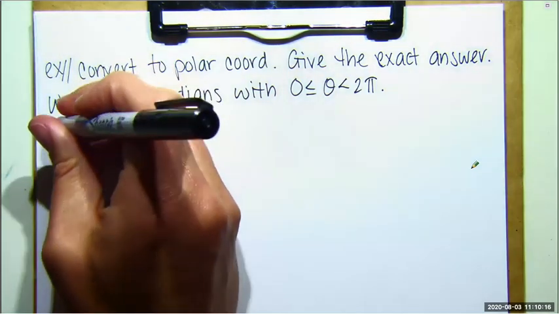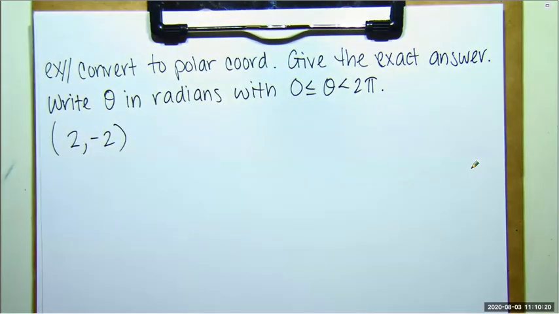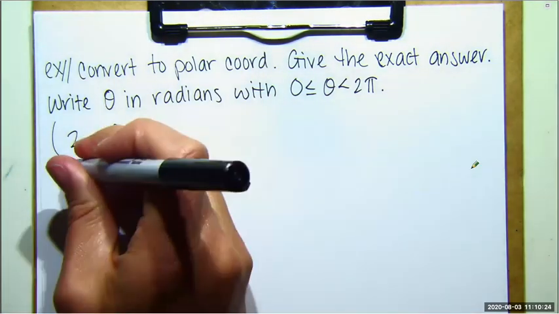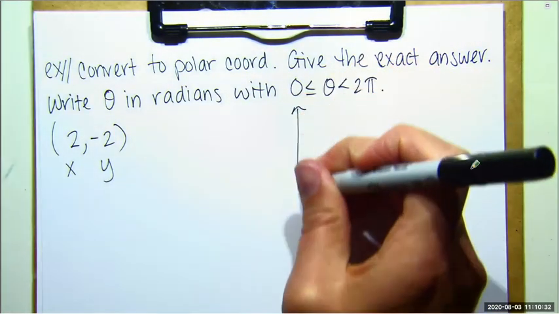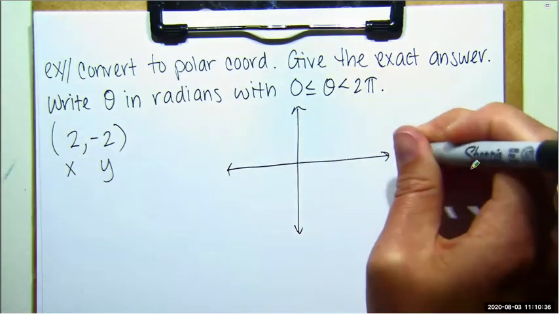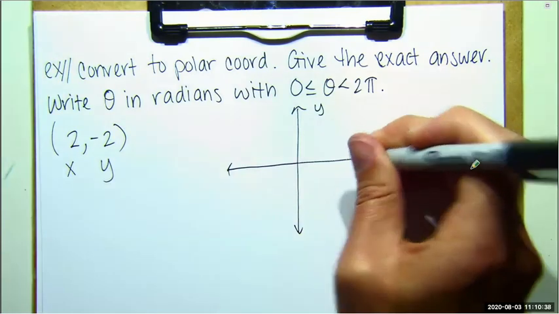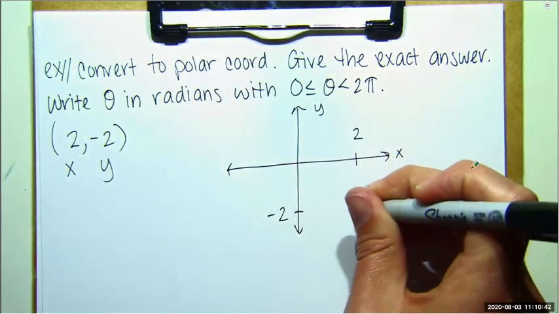Okay, so we are going to convert 2, -2. That's in rectangular coordinates, so this is x, y. We want to convert this to polar coordinates. Our step 1 was to plot our point. So here's 2, here's -2, here's our point.